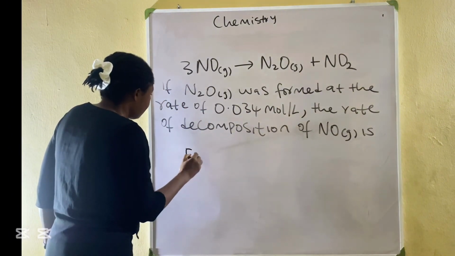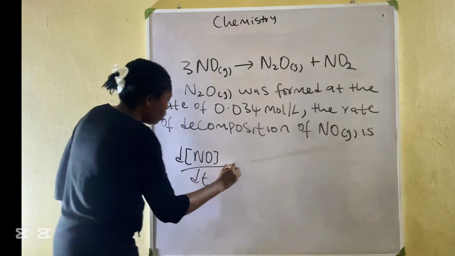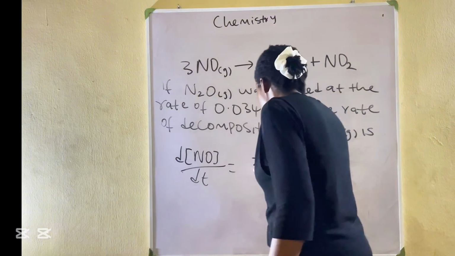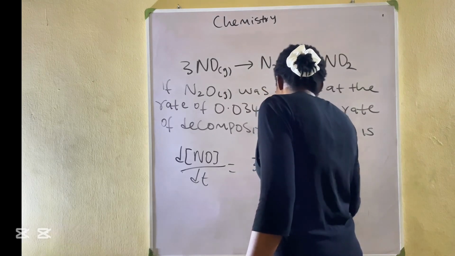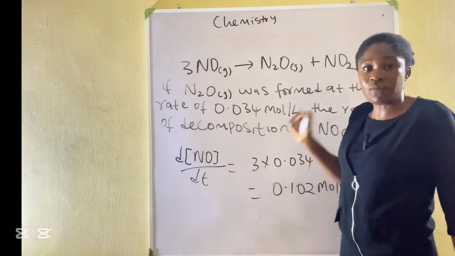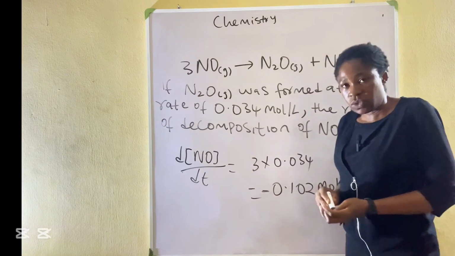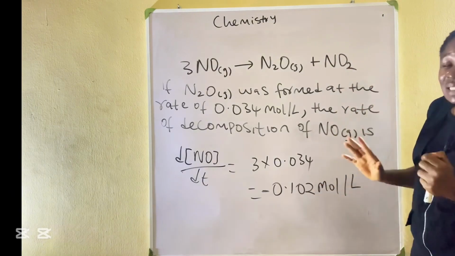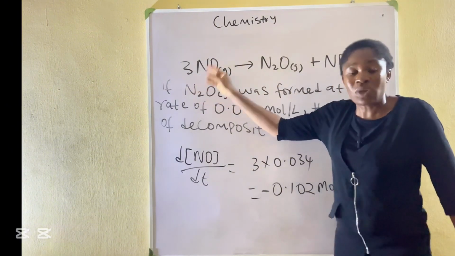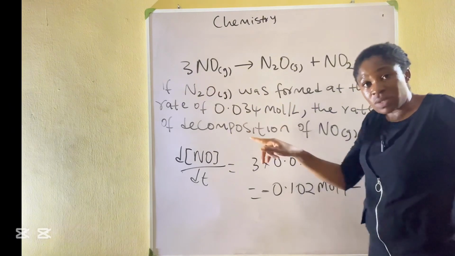The rate of formation of NO will be what? It will be 3 times this value, so 3 times 0.034. Of course, because this reactant will disappear, don't forget to put the negative sign here. So this is the answer. If it's subjective, and this value is given, just do 3 times this value. Whatever you get, don't forget that this is the reactant that will disappear, so just put the negative sign.